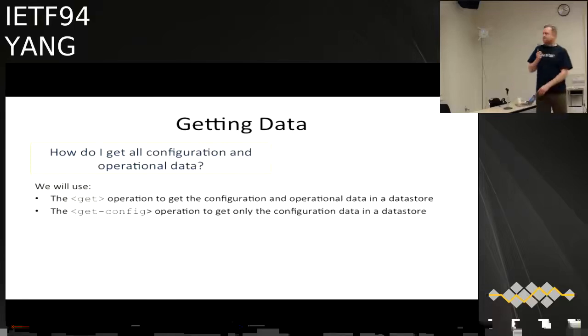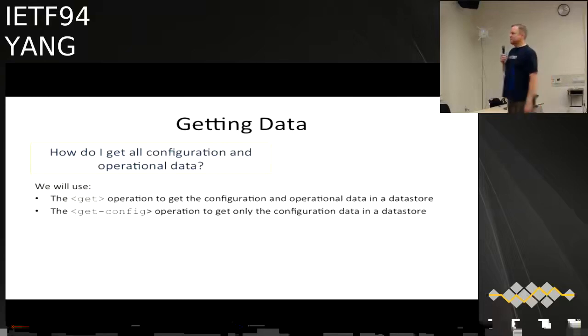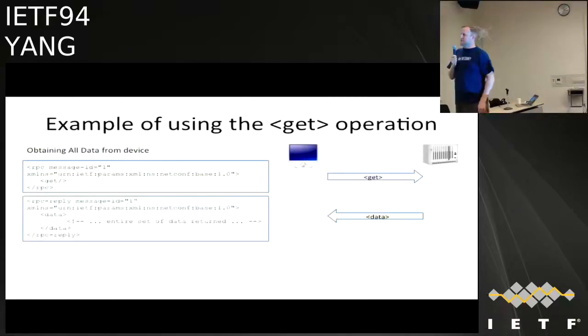Okay, so here's an example. All RPC messages have an ID. We actually use the base NetConf namespace. So namespaces are all over the place here. Nothing strange. You do a get. There are no parameters to get, which means you're doing the thing you shouldn't be doing, and you get an entire set of data returned in a data envelope. Okay, very straightforward.